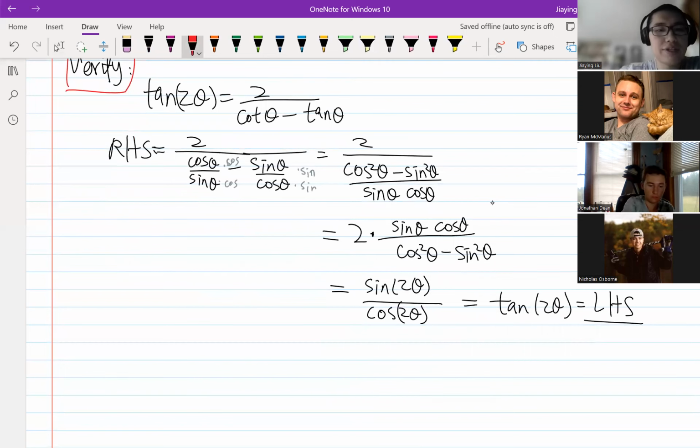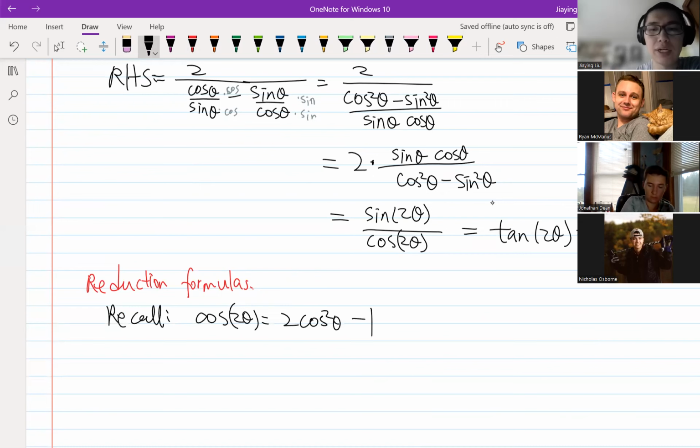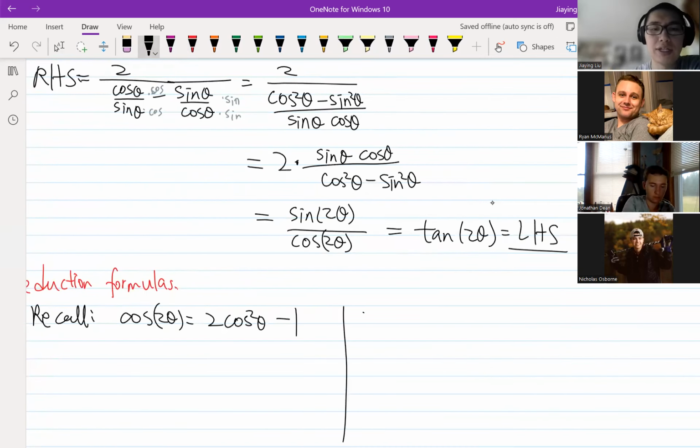And then now we have what are called reduction formulas. Now the reduction formulas, you can think about them as coming from the cosine 2 theta. So recall we had cosine 2 theta is equal to, I'm going to write down 2 forms. The first one is 2 cosine squared theta minus 1. And then the second one is cosine 2 theta equals 1 minus 2 sine squared theta.